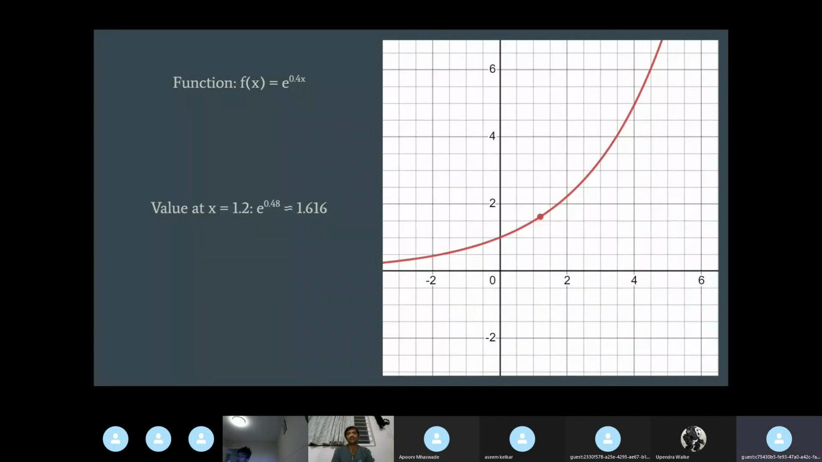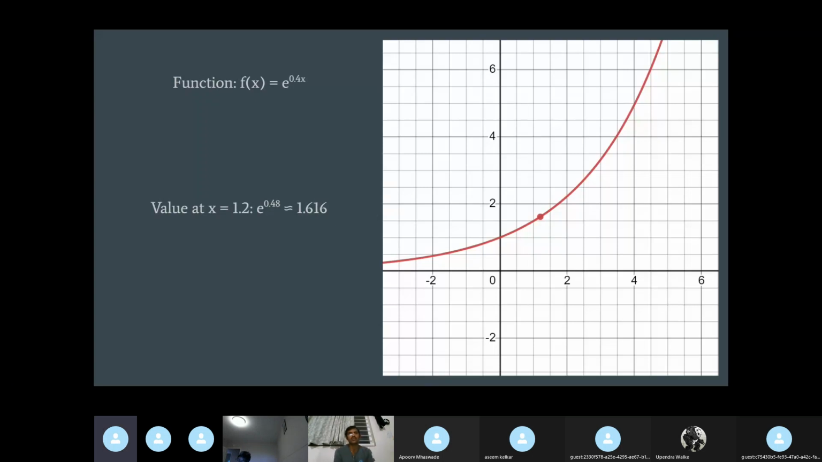Yeah, go ahead. 1.7 maybe. 1.7. Are you doing that based on the graph? No, just intuitively.